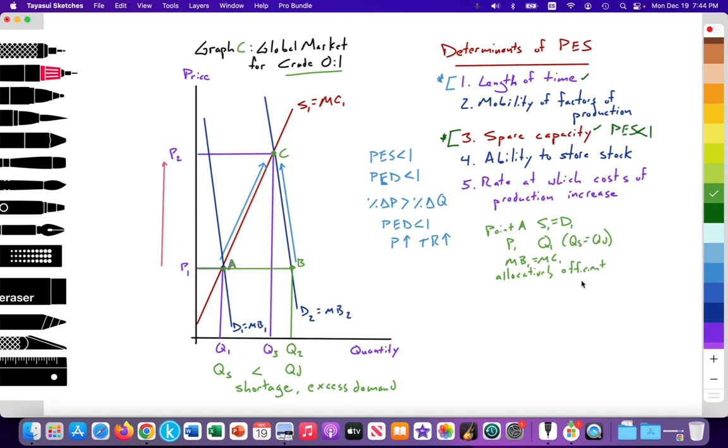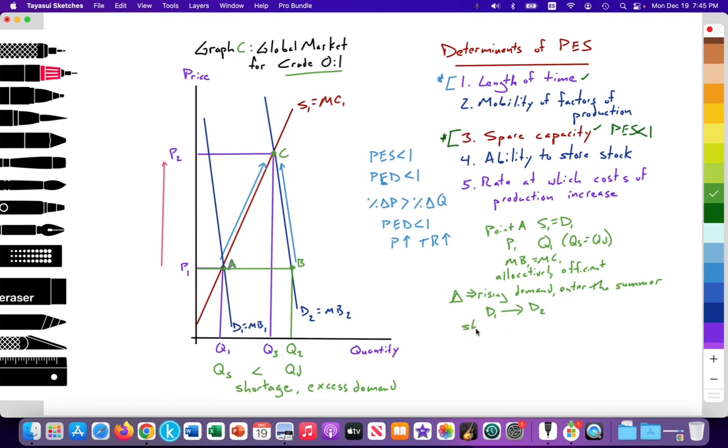Firms are producing the quantity of crude oil desired by the global society. Then, as a result of rising demand, there's a change: rising demand for gasoline and crude oil as we enter the summer. Households demand more gasoline to drive, and that puts pressure on gasoline firms to demand more crude oil to produce that gasoline. So that causes the demand curve to shift out from D1 to D2.